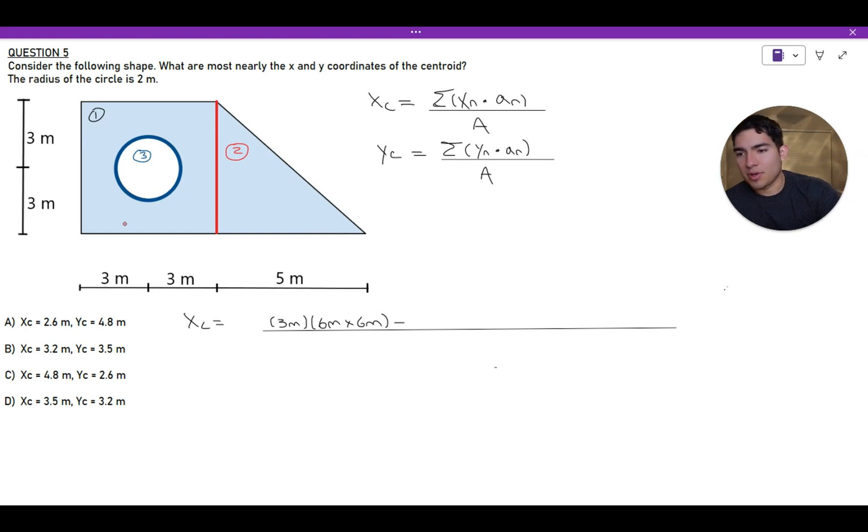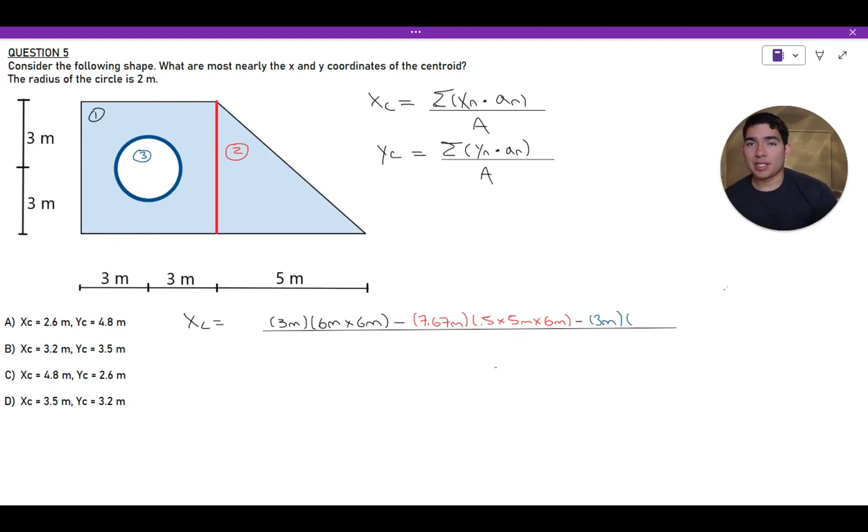But then remember that we need to add these 6 meters because that coordinate needs to be from the origin, which would be this corner of our shape right here. So then also remember to multiply that by the area of the triangle, which would be 0.5 times the base times the height. And then now let's move on to this cutout of the circle. In this case, the x coordinate for the centroid of that component would be at 3 meters from this origin.